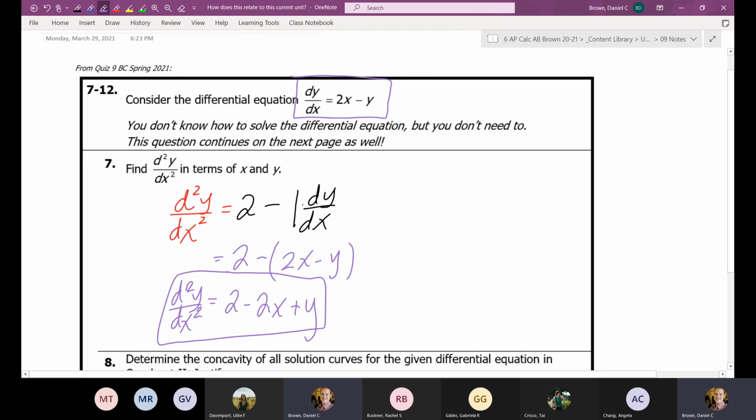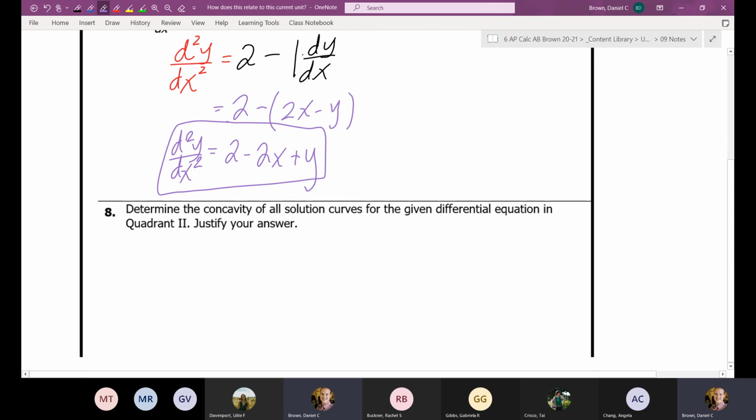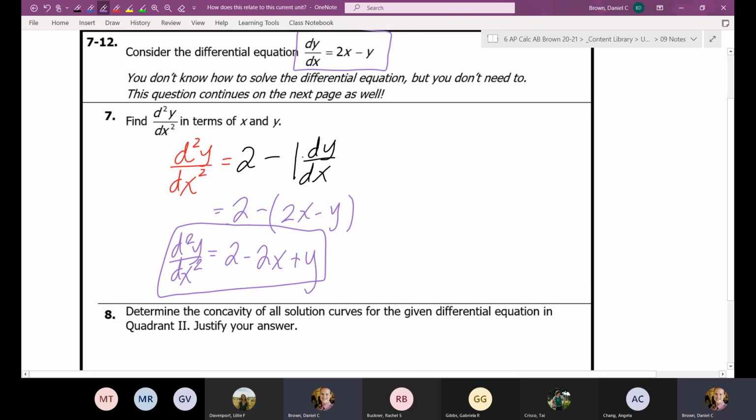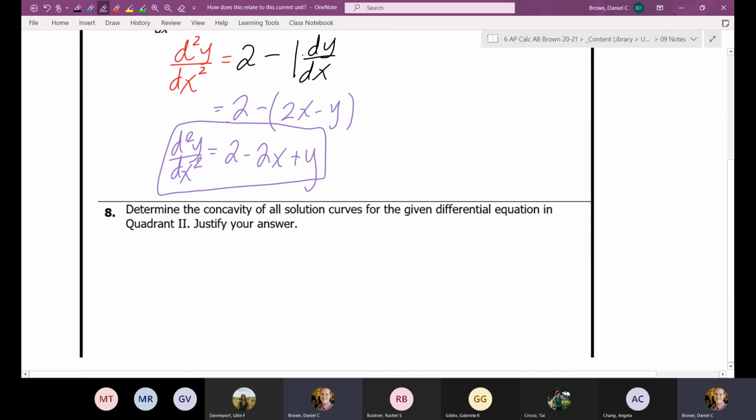How can we use that? It can help us find the concavity at a point. It might help us find relative minimums or maximums if we're using the second derivative test. For this one, it said determine the concavity of all solution curves for the given differential equation in quadrant 2. What does that mean? dy/dx is the first derivative. We don't know what the original function is, but we can use the derivatives to talk about what those original functions could possibly look like.